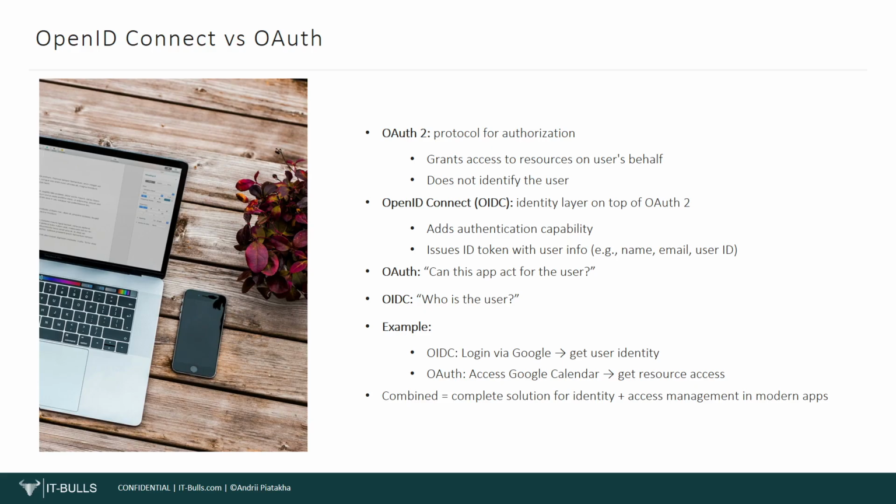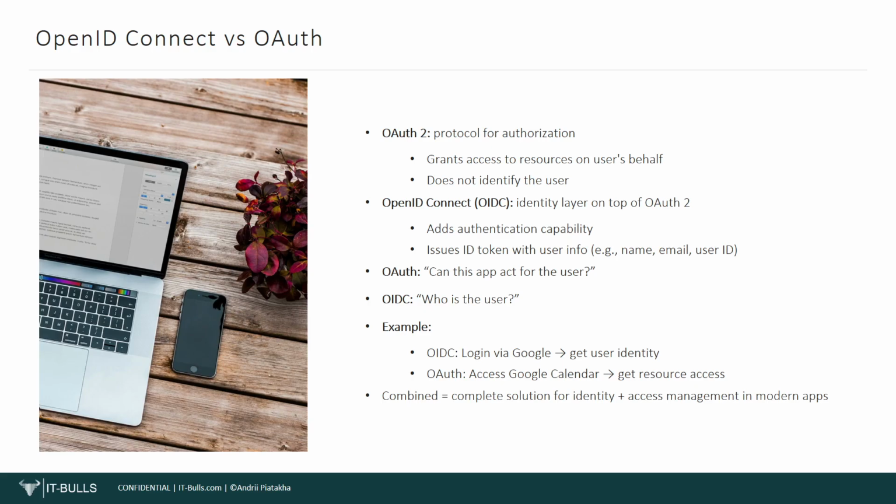OpenID Connect is an identity layer built on top of OAuth 2. It adds the missing piece: authentication. It allows clients not only to obtain access tokens, but also to receive an ID token, which contains information about the authenticated user, such as their username, email, and unique user ID. This is the point at which we shift from simply knowing what someone is allowed to do to also knowing who they are.